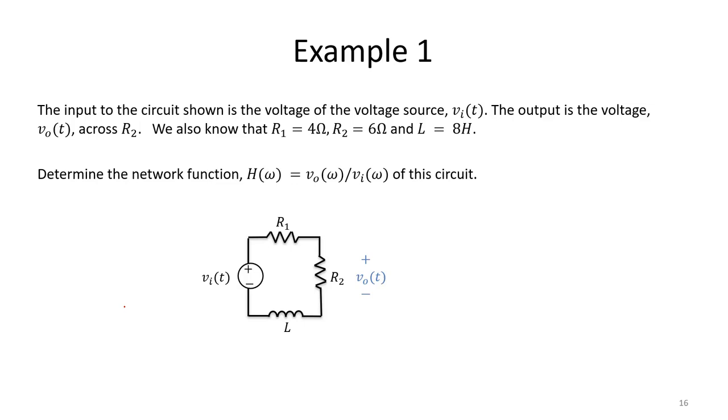Let's go ahead and try a short example. In this example, we have the circuit shown here with 2 resistors and an inductor. And we are told that the input to this circuit is the voltage of our voltage source. The output is our voltage across R2.